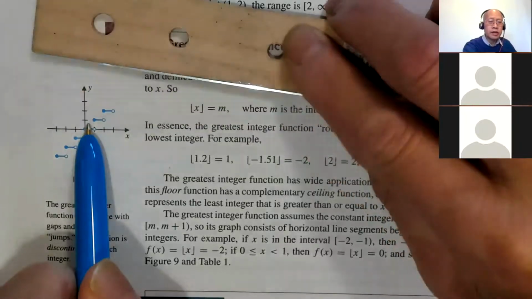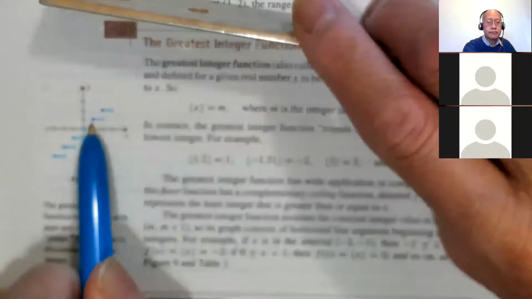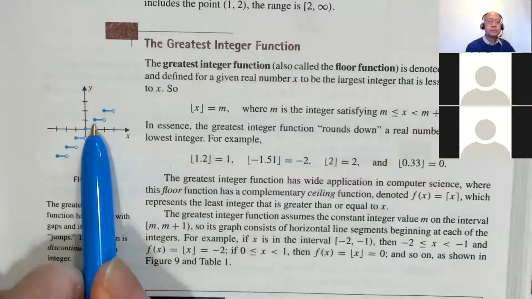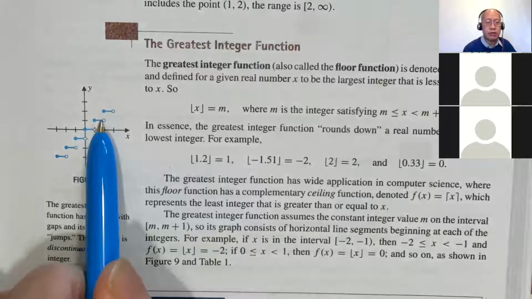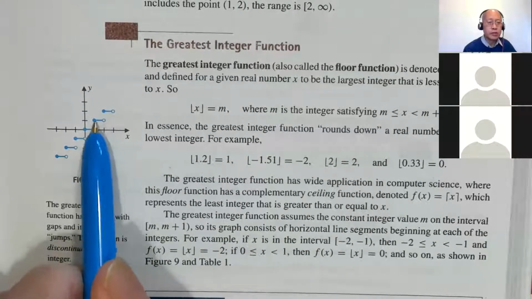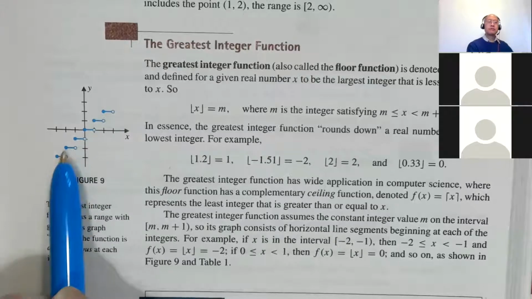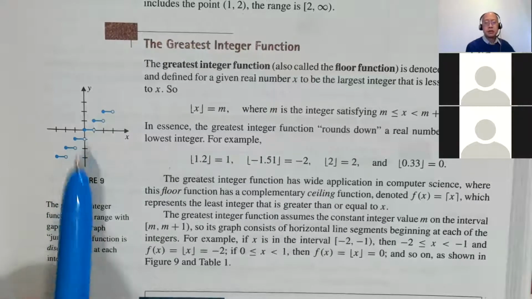But once you hit 1, it jumps up to the next level. And then 1.1, 1.2, 1.3, 1.9, 1.99, 1.99999. Those all give a function value of 1. And then once you reach 2, it jumps up again. So this is what the greatest integer function looks like.